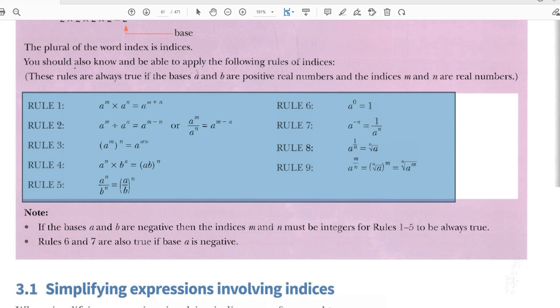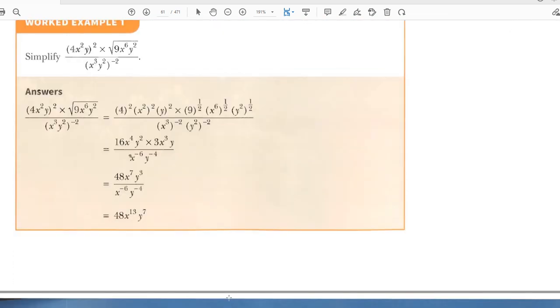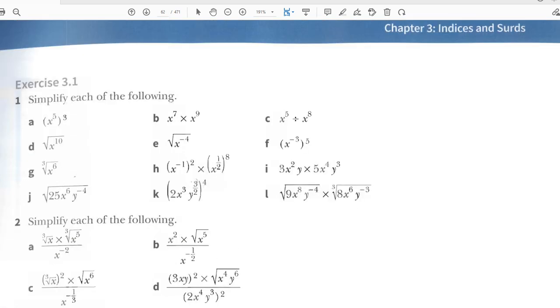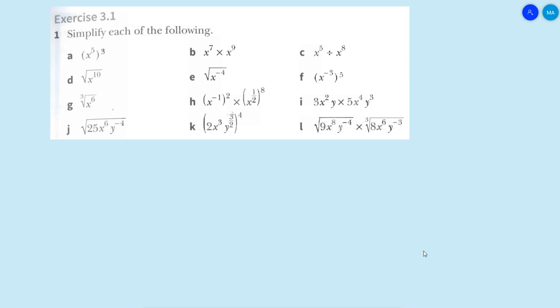Now starting exercise 3.1, question number 1. Simplify each of the following. Simplify means do the questions in as small a form as possible. So question number 1, part A, x to the power 5, whole to the power 3.